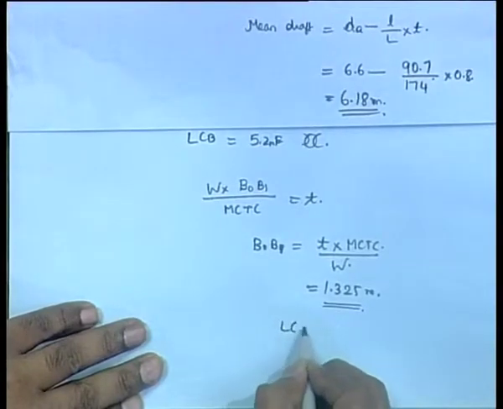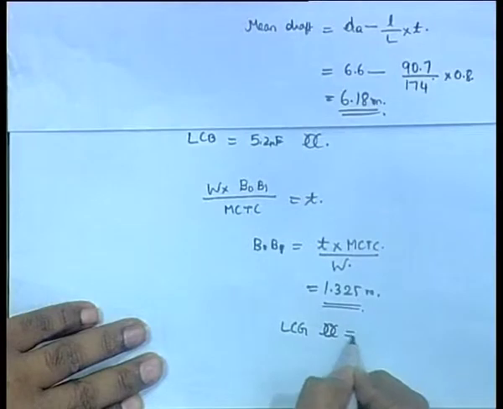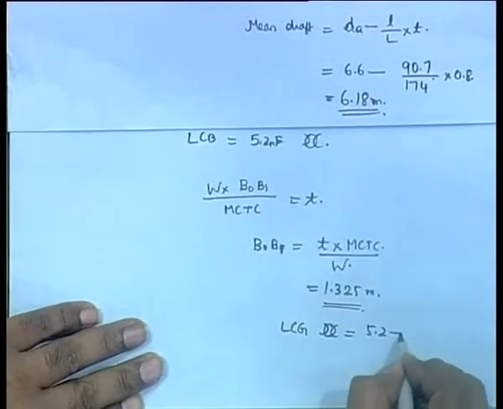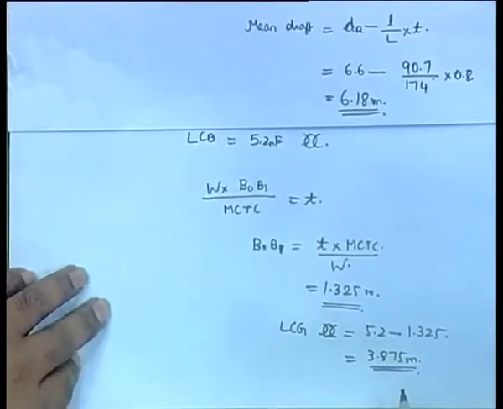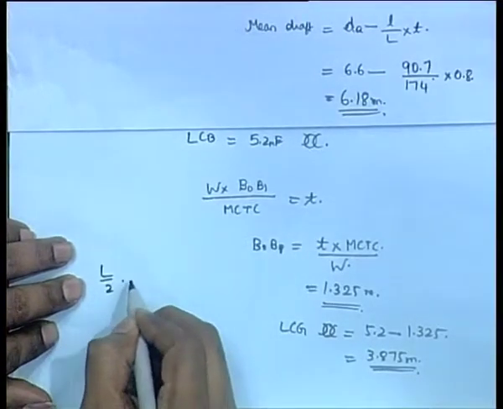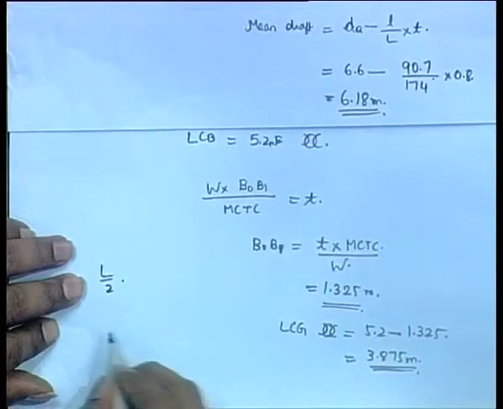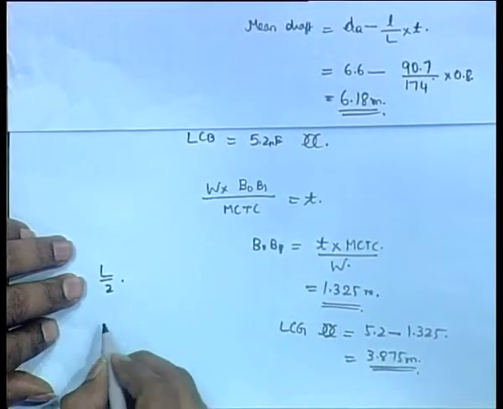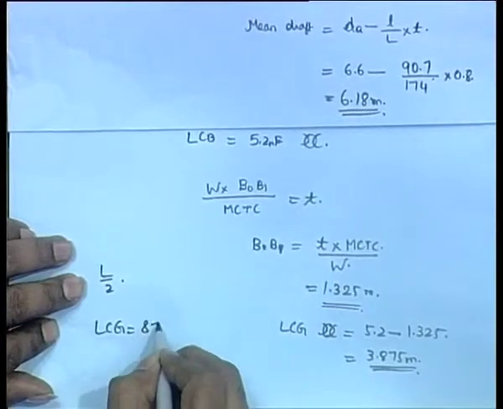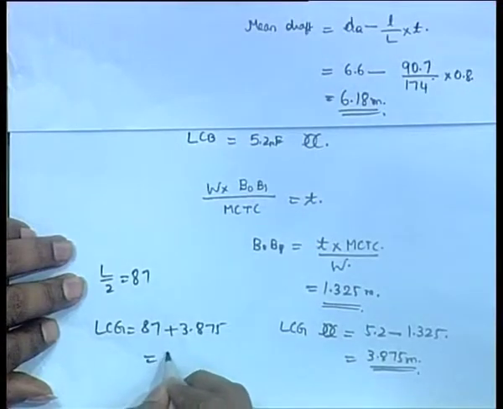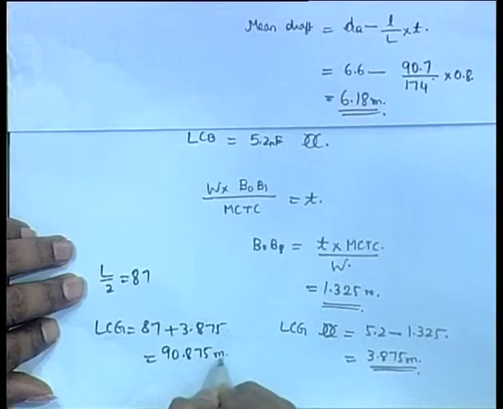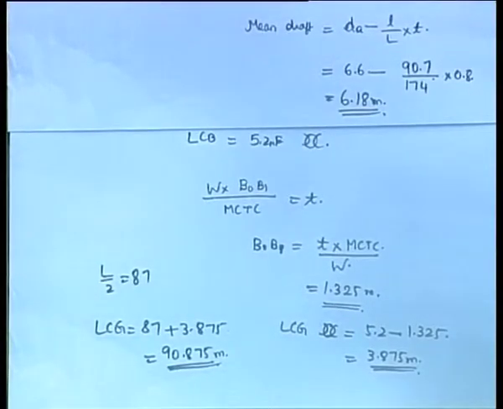So you can find that your LCG should be, it has shifted this much. Your center of buoyancy shifted so much, which means this is the final position of your center of gravity, in meters. And if you just add L by 2 to it, you will get the distance from the half perpendicular. This is the distance from midship. You see this figure. So for LCG, you add 87 to this 3.875, so you get 90.875 meters. So this gives you your LCG.